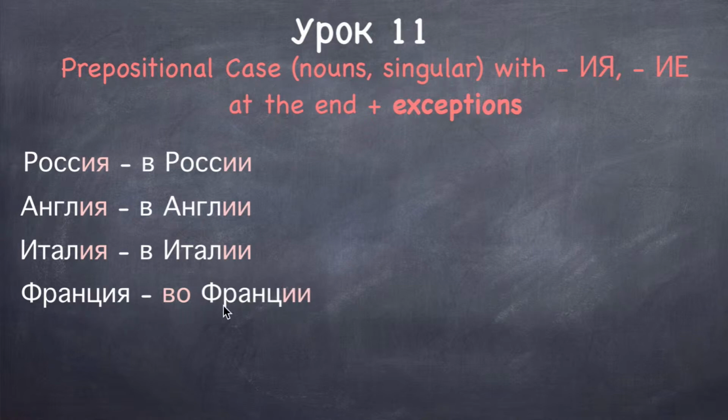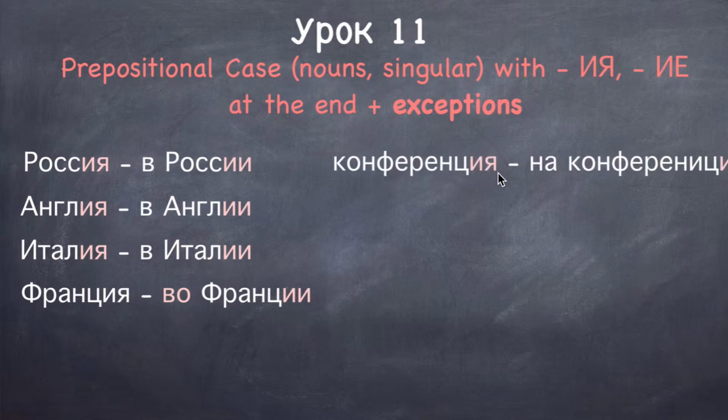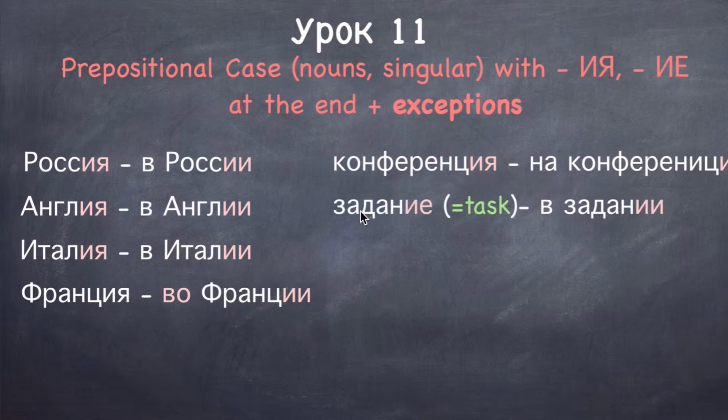Франция, во Франции. Do you see this modification of the preposition? I have to add this vowel O to break up this cluster of three consonants in a row. Во Франции. Конференция, на конференции. Задание, a task, в задании. Now this one is neuter. Neuter, soft stem noun ending with -ie changes its ending to double e. В задании.